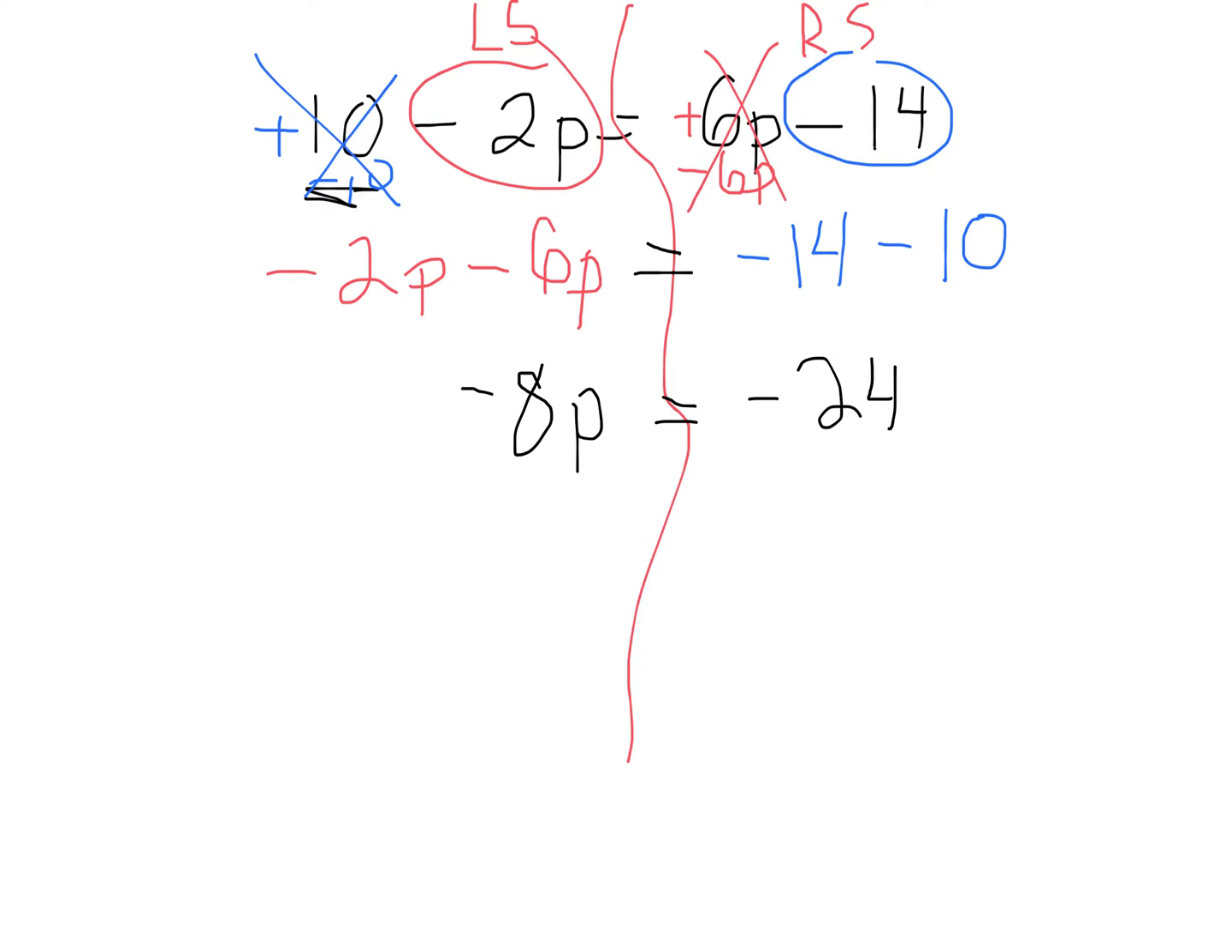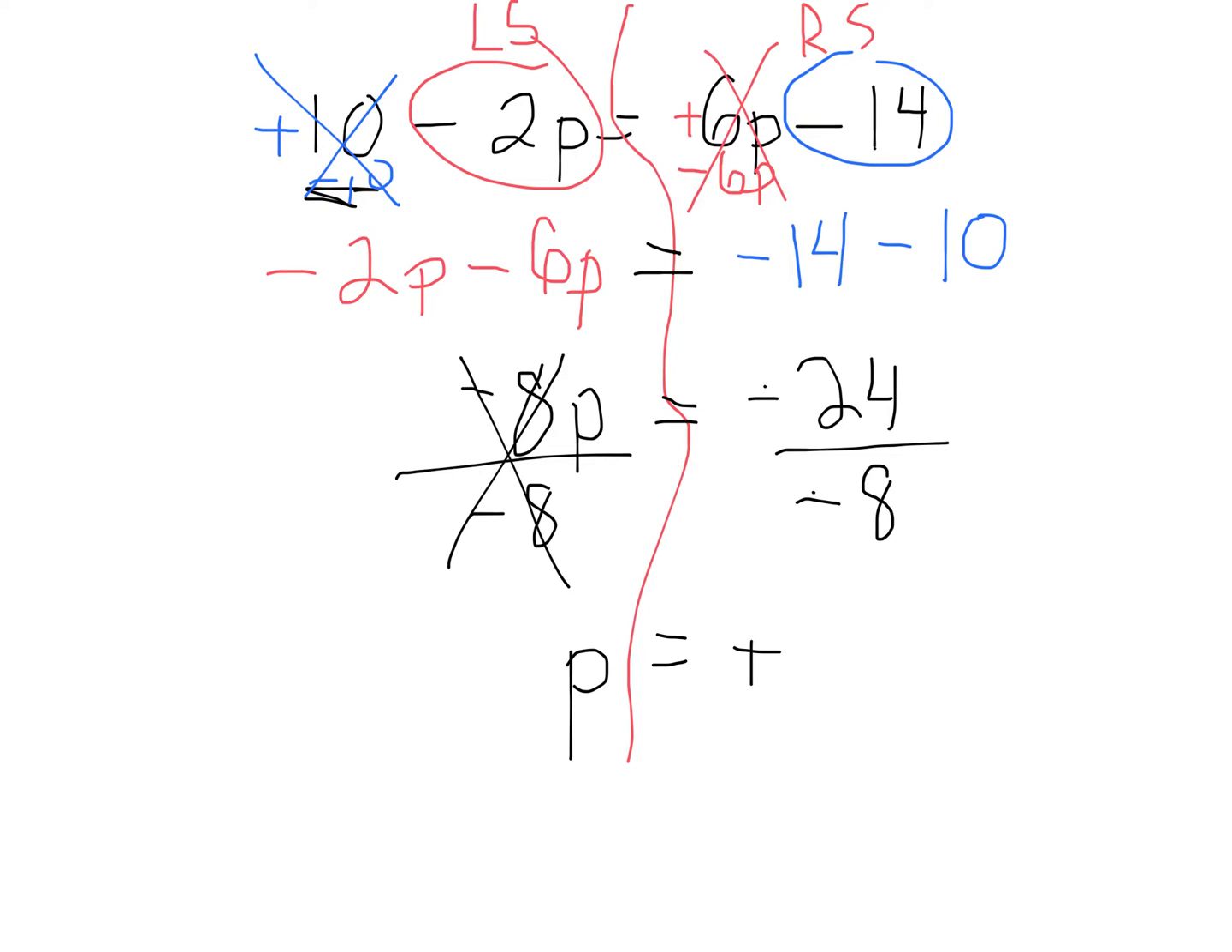What do I have to do to both sides to isolate? Positive or negative? Negative 8. And I have to divide this side by negative 8. Whatever you do to one side, you have to do to the other side. And I'm left with... Okay. So p equals a negative divided by negative is positive. 24 divided by 8. That's the answer.